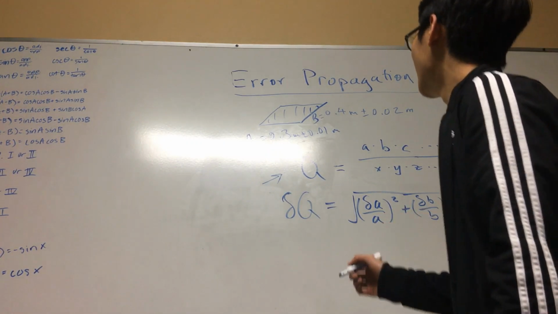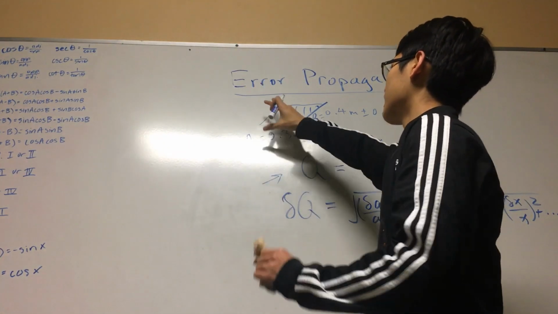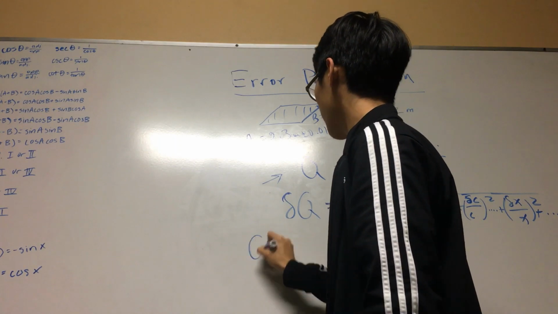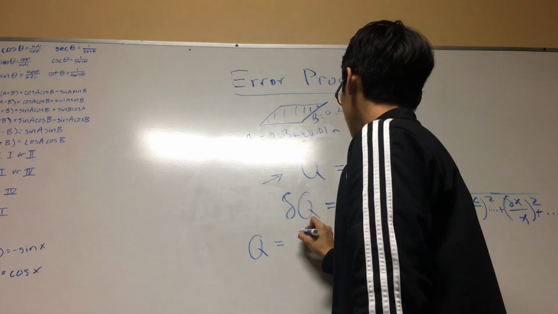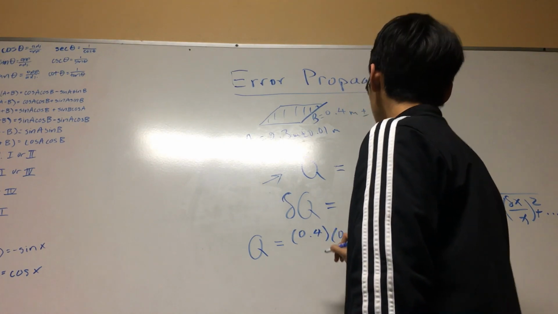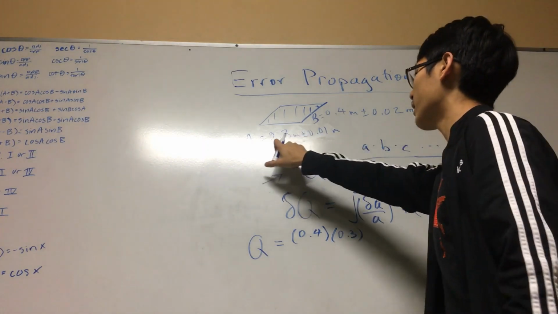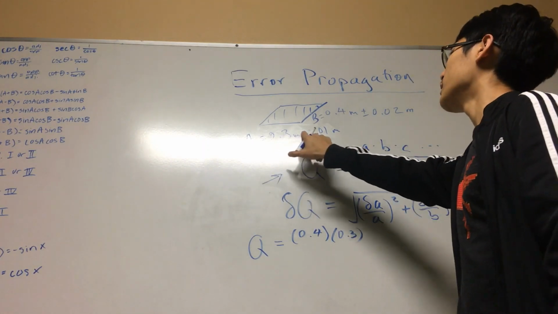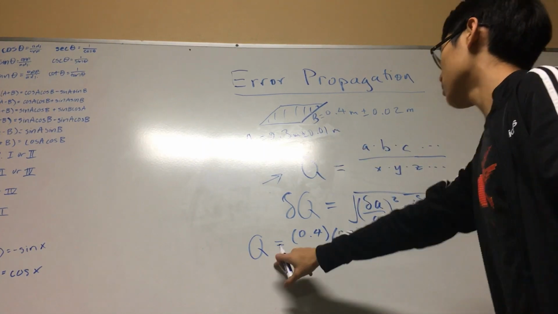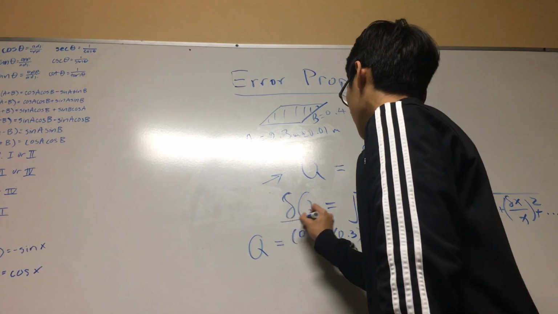Okay, so again, for this example, pretend that this is supposed to be a rectangle, not a rhombus. So then we have Q equal to 0.4 times 0.3. A, B, C, X, Y, Z, these variables represent the absolute value that you calculate before the uncertainty. So this is what Q is equal to. Oh wait, hold on, I made a little mistake. The mistake is that I forgot to divide this by Q.